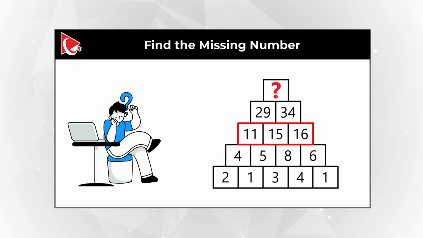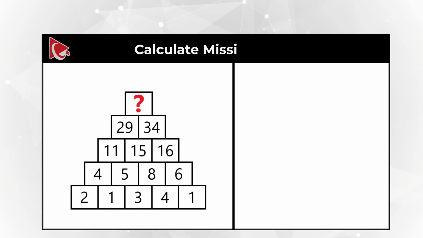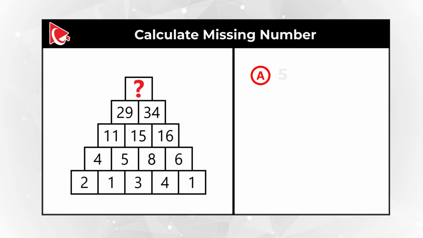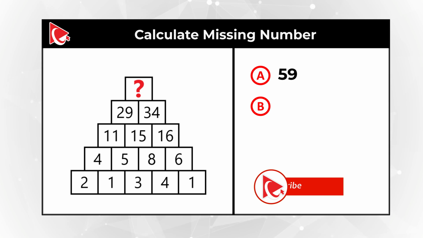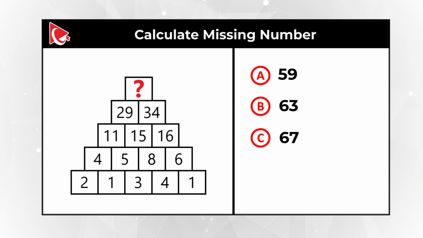11, 15, and 16. The following row has numbers 4, 5, 8, and 6. And then the last row has numbers 2, 1, 3, 4, and 1. You need to calculate the missing number, which is in the top row. And you have 4 different choices. Choice A, 59. Choice B, 63. Choice C, 67. And then choice D, 73.